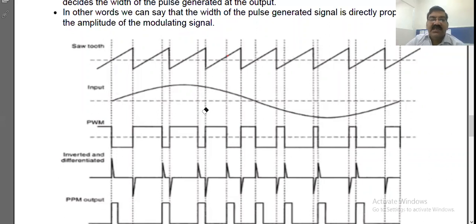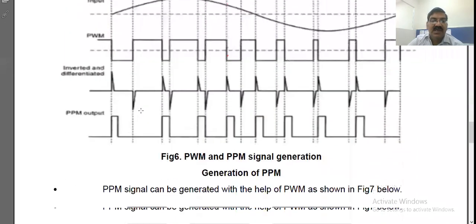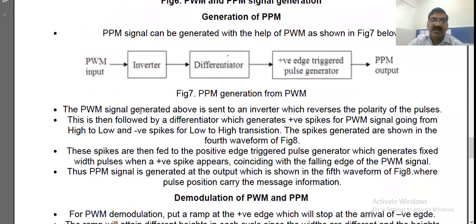Now, the next one is pulse position modulation, PPM. Now, how is the PPM generated? Again, for the PPM, I'll first show you the block diagram, and then I'll explain the same waveform. For the PPM, your input is the pulse width modulation. So first you have to do the pulse width modulation, and then you have to do the rest.